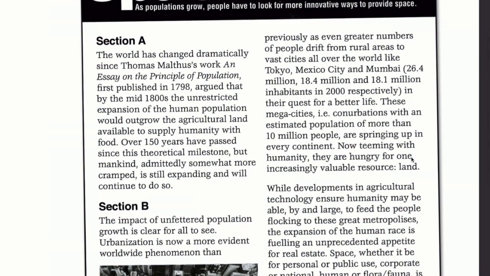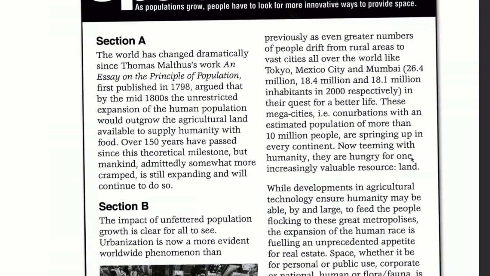Section B. The impact of unfettered population growth is clear for all to see. Urbanization is now a more evident worldwide phenomenon than previously, as even greater numbers of people drift from rural areas to vast cities all over the world like Tokyo, Mexico City and Mumbai. In any paragraph, please note that the first few sentences are very important for finding the correct answer, and read them very carefully. So the line, the impact of unfettered population growth is clear.